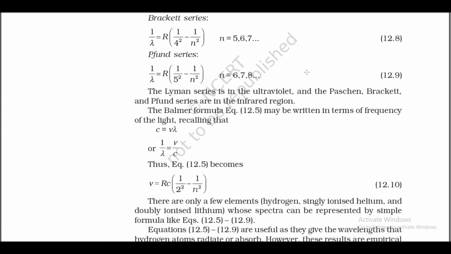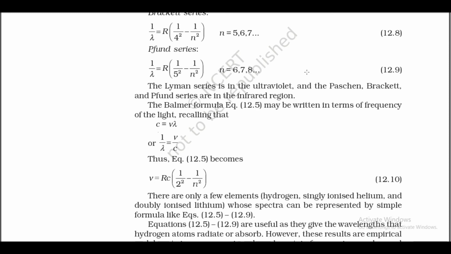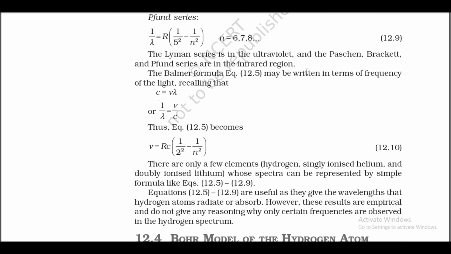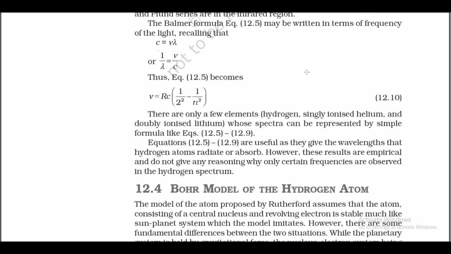There are only a few elements: hydrogen, singly ionized helium and doubly ionized lithium, whose spectra can be represented by simple formula like equations 12.5 to 12.9. Equations 12.5 to 12.9 are useful as they give the wavelengths that hydrogen atoms radiate or absorb. However, these results are empirical and do not give any reasoning why only certain frequencies are observed in the hydrogen spectrum.